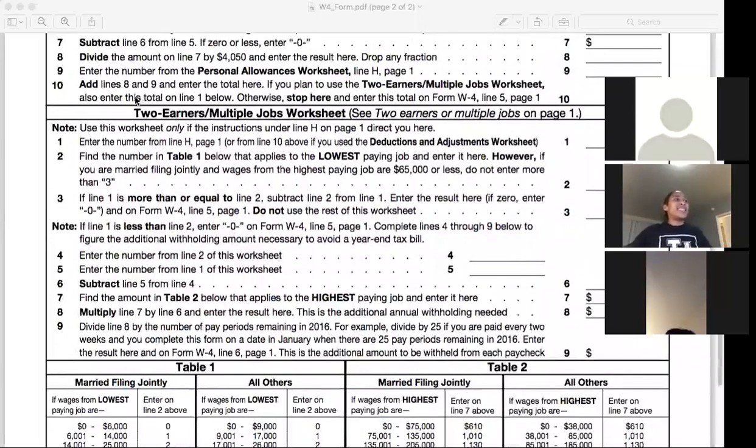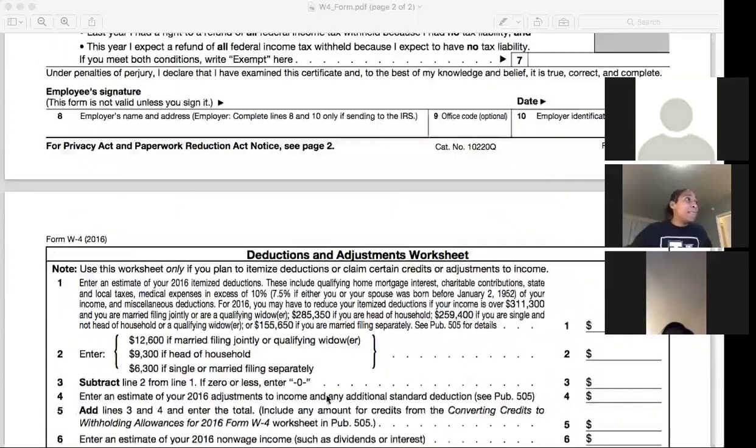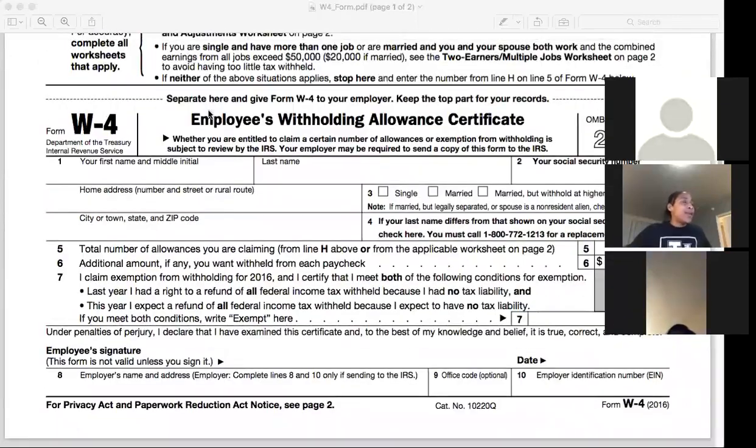Now, this section here that says Two-Earners/Multiple Jobs Worksheet, y'all never fill this out. This is a way for them to take your allowances back from you. Just don't even look at it. Just leave it alone. Go back now to this section here.